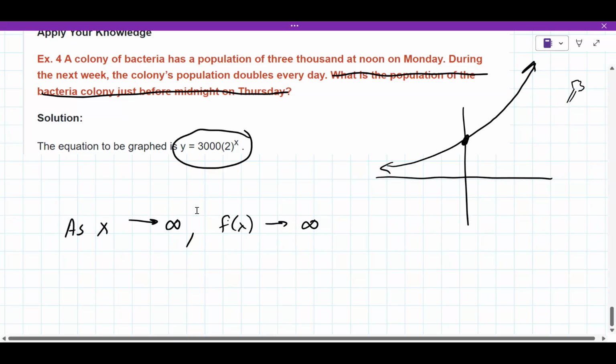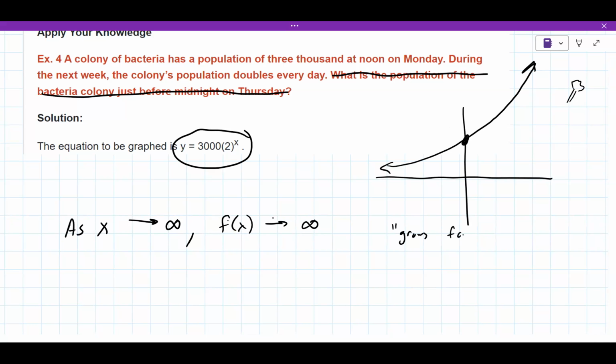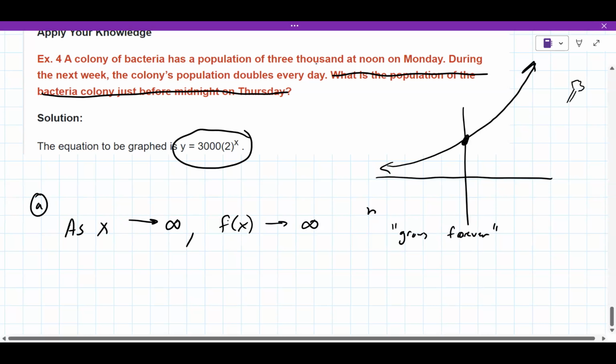Fantastic. Yes. And so you might even add some words that it grows forever, which could be bad. I mean, some bacteria are good, some bacteria are bad. It does grow forever in this case, which we don't know what kind of bacteria it is, so we don't know if it's good or bad.